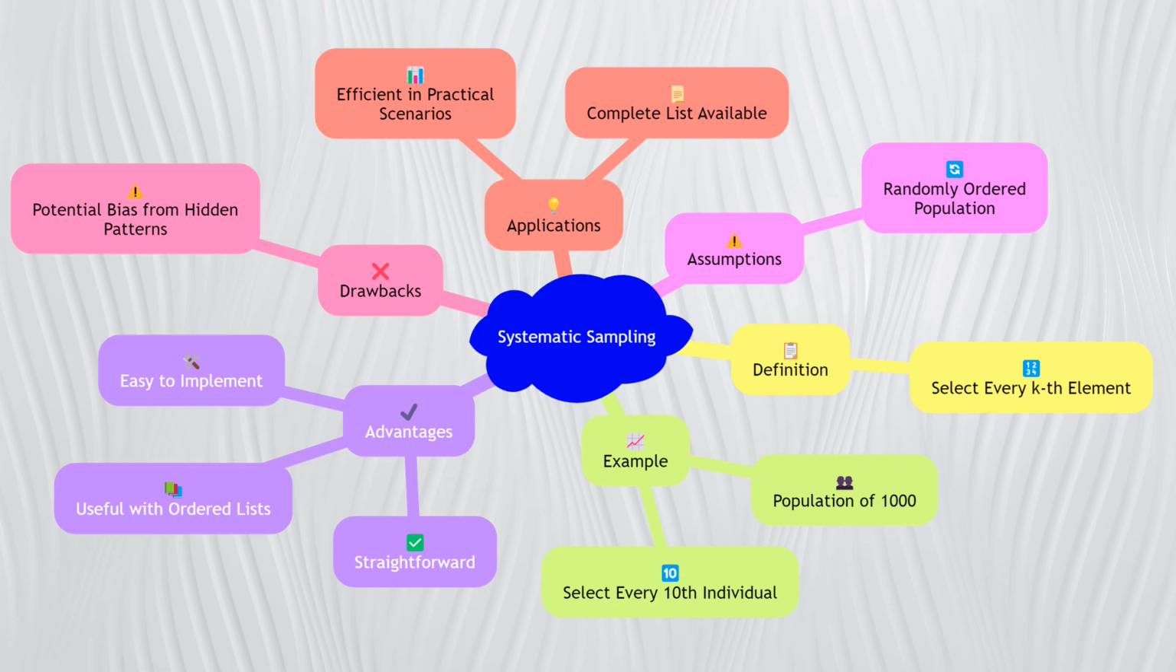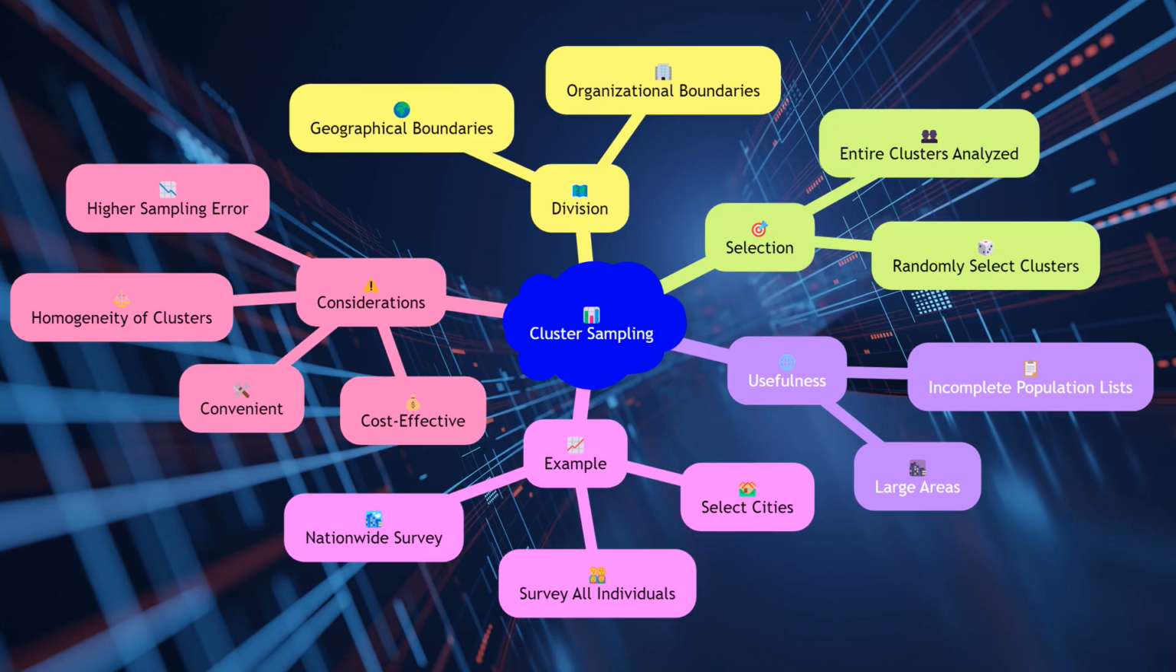the population is available. Cluster sampling involves dividing the population into clusters, usually based on geographical or organizational boundaries, and then randomly selecting entire clusters for analysis. This method is particularly useful when the population is spread over a large area or when it is difficult to obtain a complete list of the population.